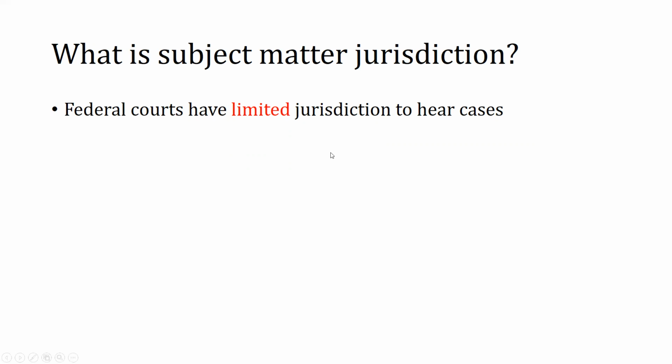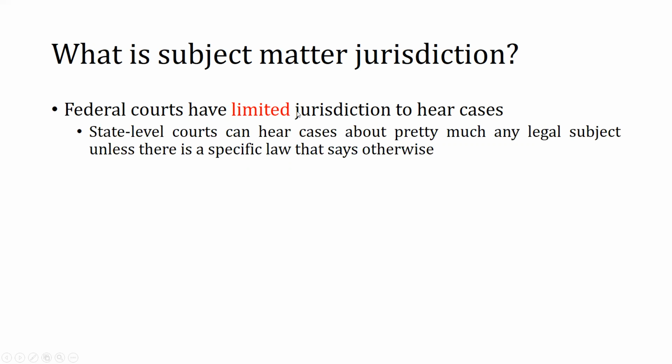And what this means in practice is somewhat easier to understand if you consider what state courts can do. State courts can actually hear cases about pretty much any legal subject that comes before them, unless there's a specific law that says otherwise. For federal courts, the opposite is true. You don't get into federal court by default the way you can get into state court by default. In order to get into federal court, you need a specific law that says you can go in to federal court. So the jurisdiction of federal courts is limited to what laws actually say they can hear.